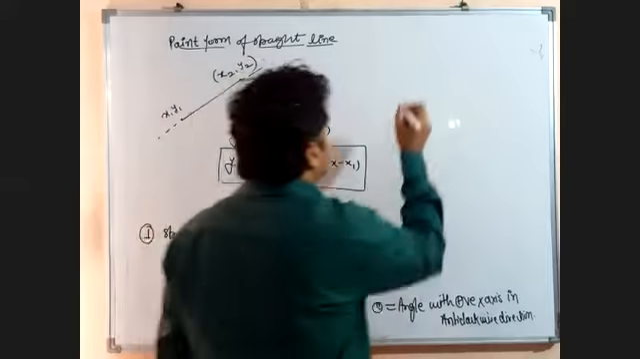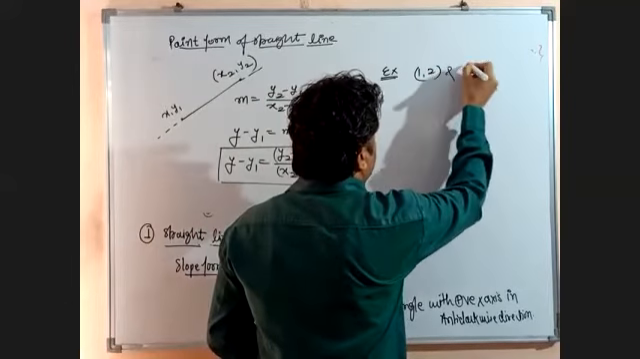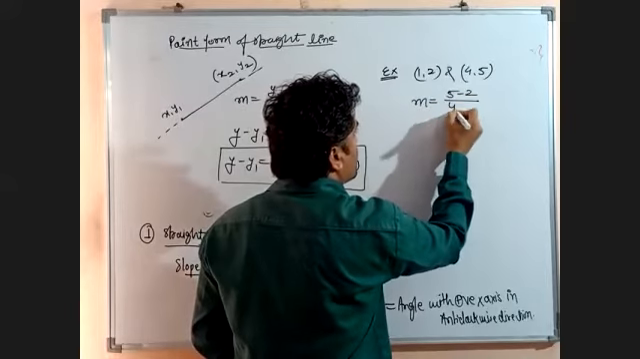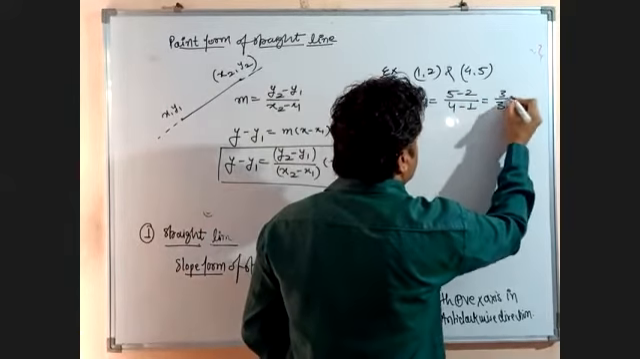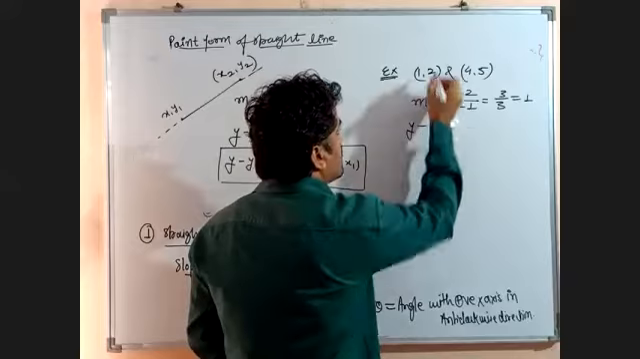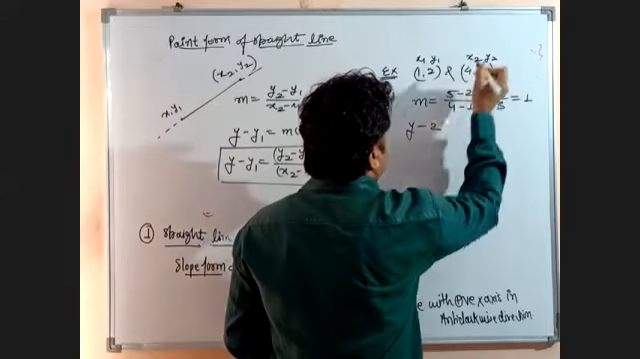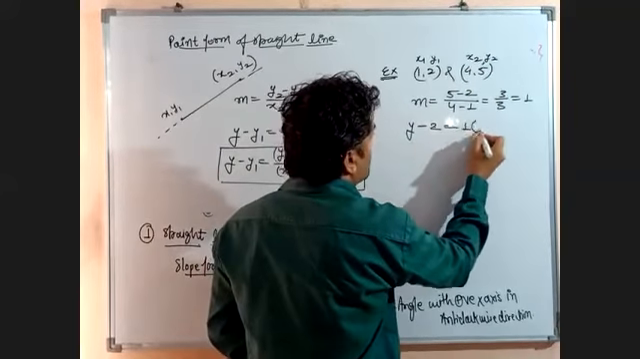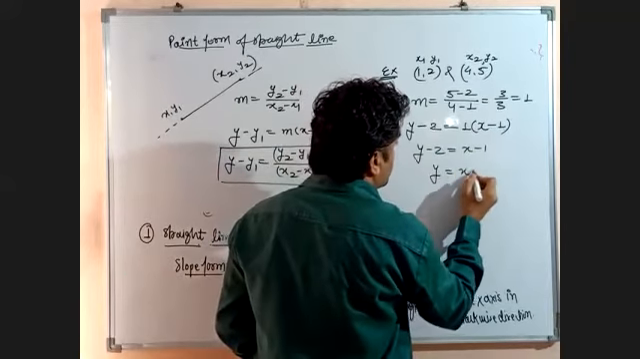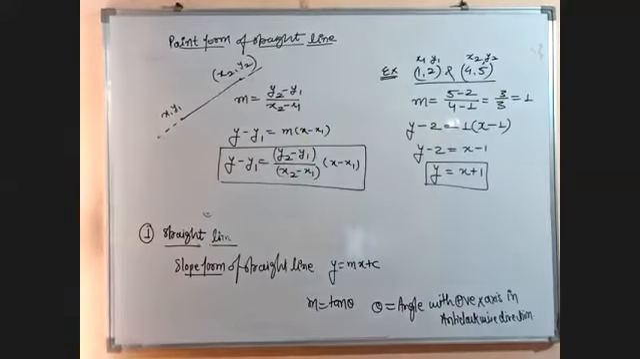We can take an example, like 1 comma 2 and 4 comma 5. We have to find the equation of this straight line. First, what is m? m will be y2, 5, minus y1, 2, divided by x2, 4, minus x1, 1. So it will be 3 by 3, which is equal to 1. So m is equal to 1. Here, 2 is y1, 1 is x1, and 4 and 5 are x2 and y2. So y minus y1 is equal to m into x minus x1. So the equation is y minus 2 is equal to x minus 1. So y is equal to x plus 1. This is the equation of a straight line which is passing through 1 comma 2 and 4 comma 5. It is simple.